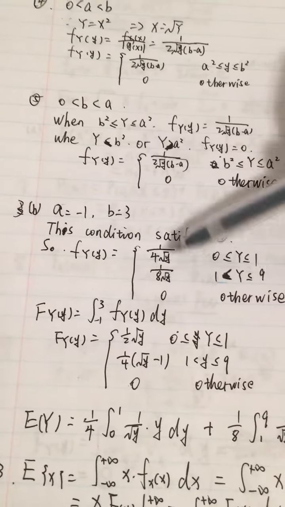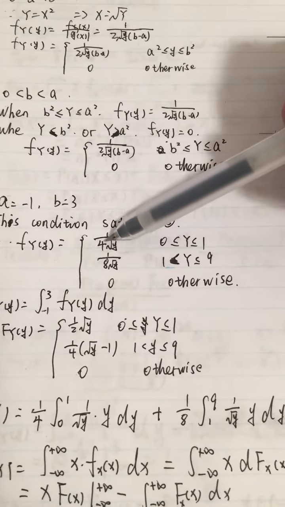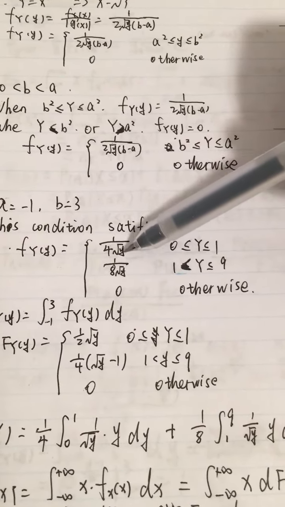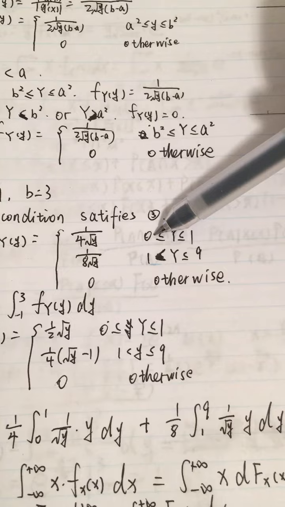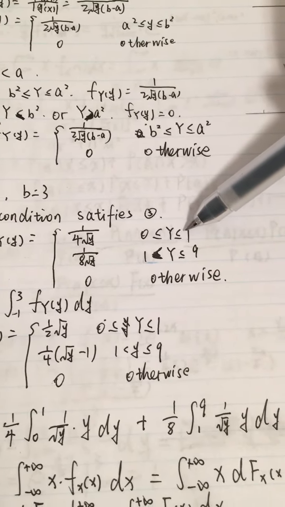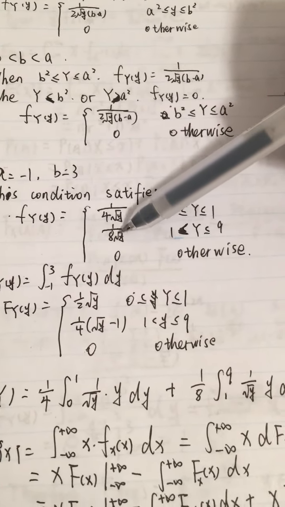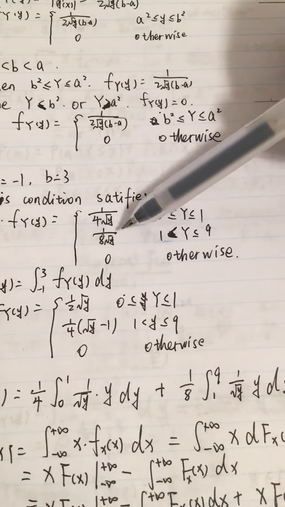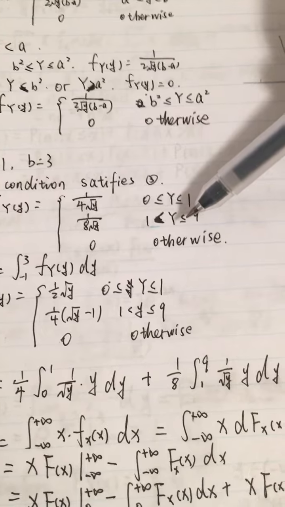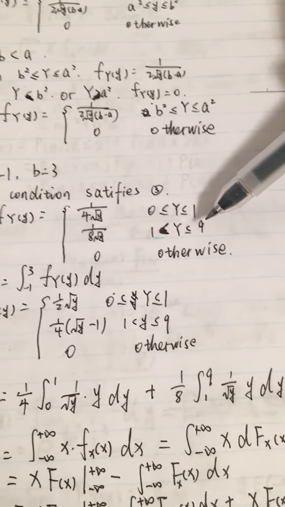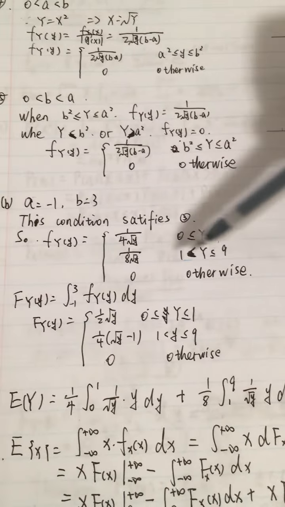When we are given a and b, fy of y equals 1 over 4 multiply y to the power of 1 over 2 when y is greater or equals to 0 and is less or equals to 1, and fy of y equals 1 over 8 multiply y to the power of 1 over 2 when y is greater than 1 and is less or equals to 9, and fy of y equals 0 otherwise.